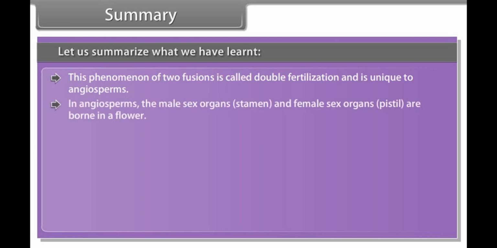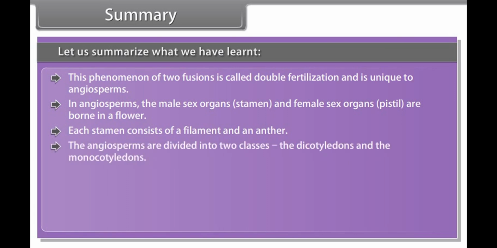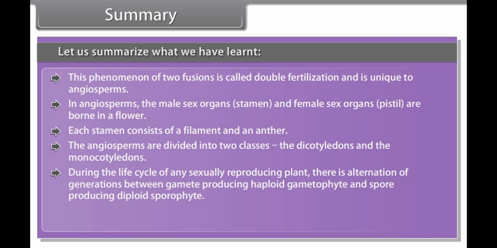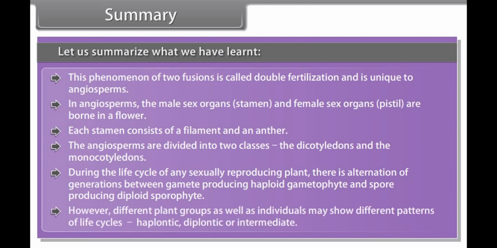In angiosperms, the male sex organs stamen and female sex organs pistil are borne in a flower. Each stamen consists of a filament and an anther. The angiosperms are divided into two classes, the dicotyledons and the monocotyledons. During the life cycle of any sexually reproducing plant, there is alternation of generations between gamete-producing haploid gametophyte and spore-producing diploid sporophyte. However, different plant groups as well as individuals may show different patterns of life cycles: haplontic, diplontic or intermediate.